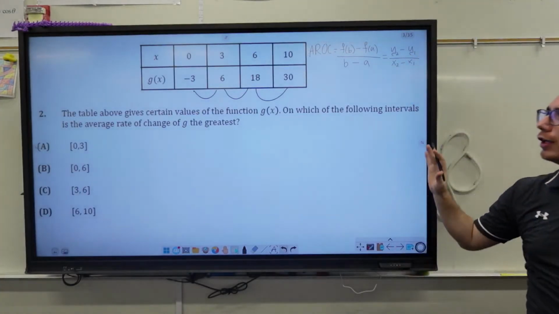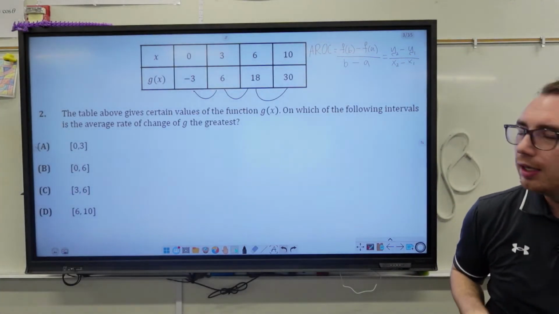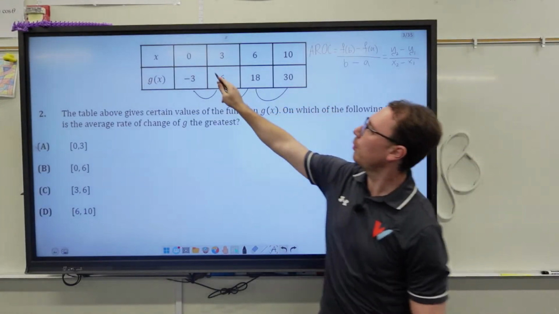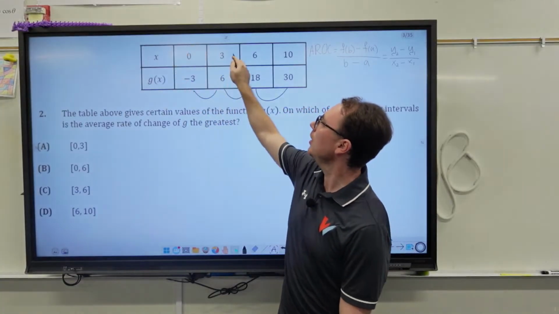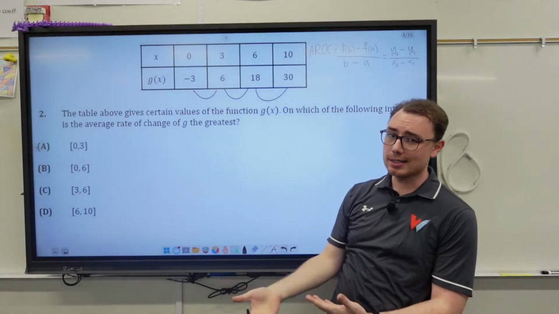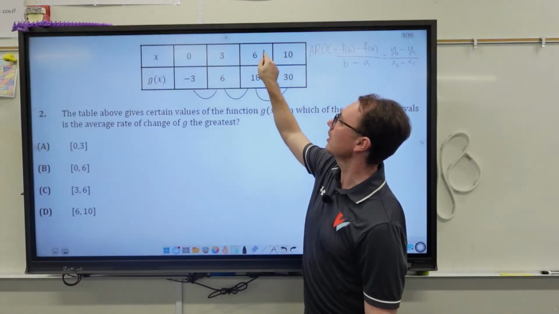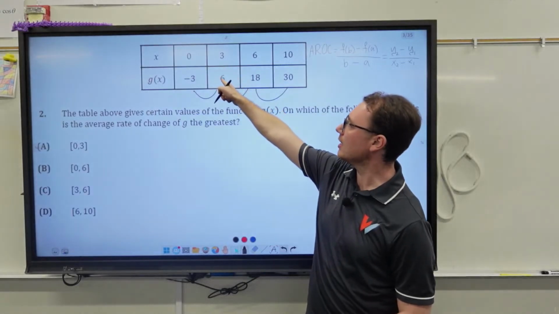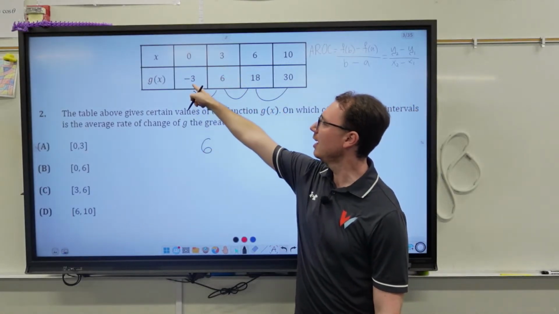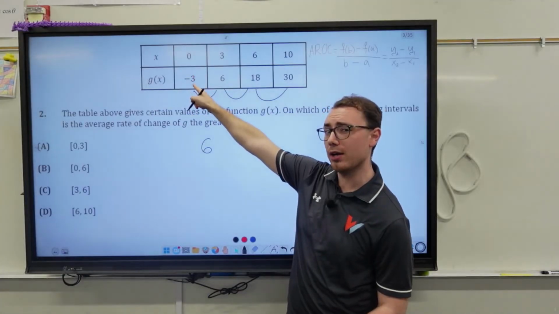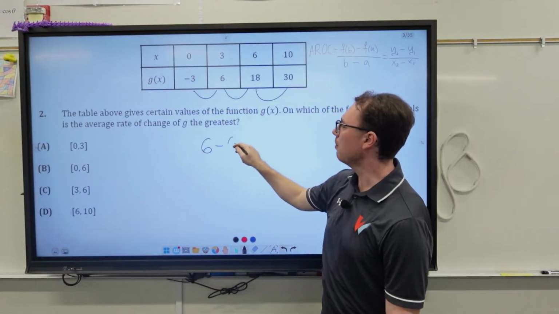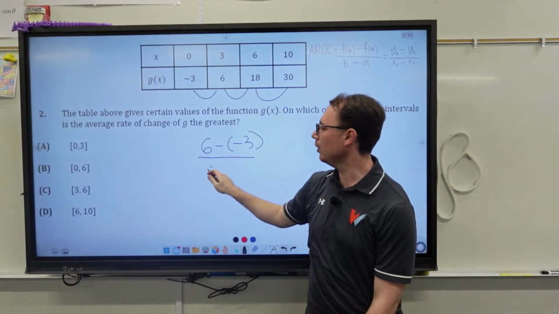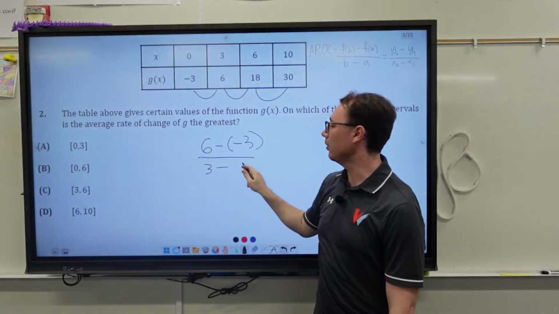For this problem itself, we can just choose any two random points here and then decide if those are the right interval changes. So let's do this point of 0, -3 and 3, 6, and then that second point is going to be 2, 6 to 6, 18. All we're really doing is taking this second y value of 6 and subtracting this first y value of -3. So it's 6 minus -3 all over that second x value of 3 minus that first x value of 0.